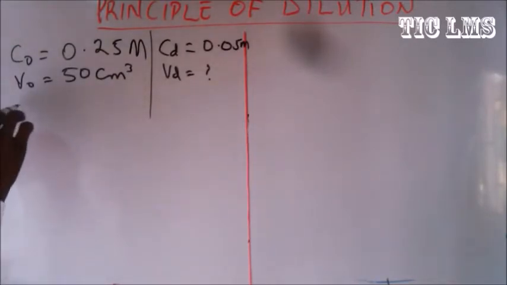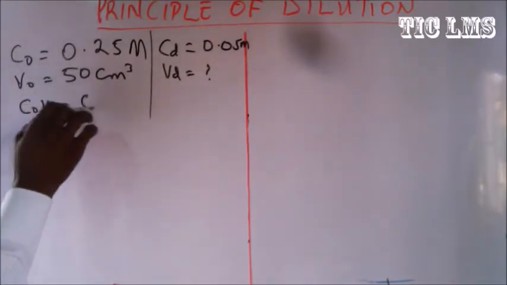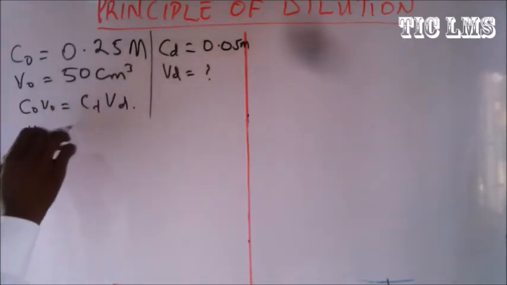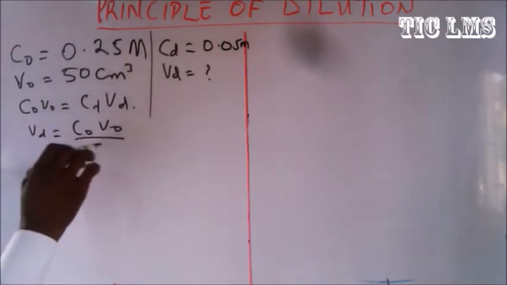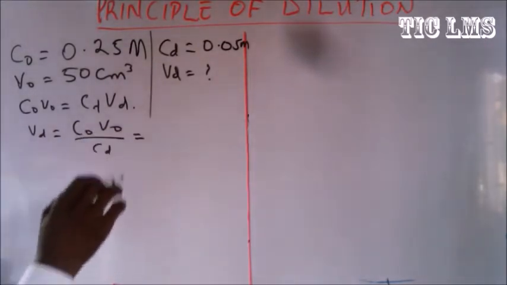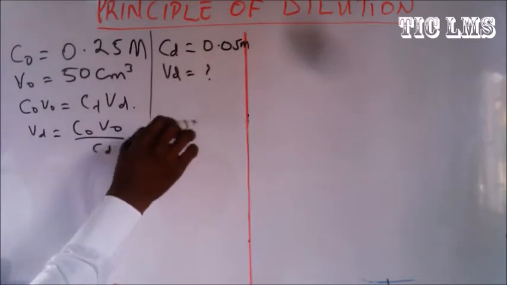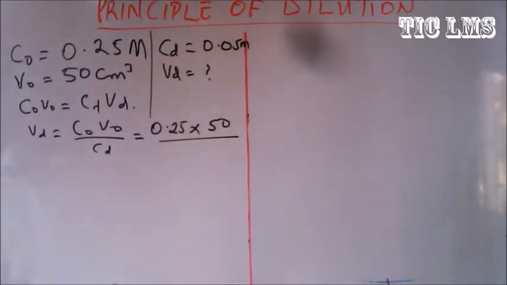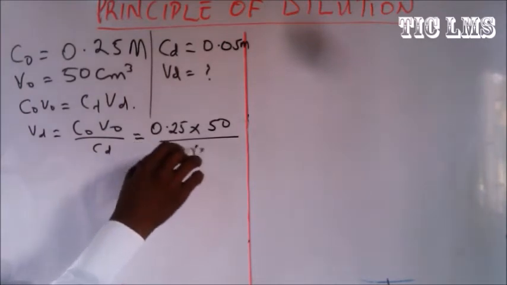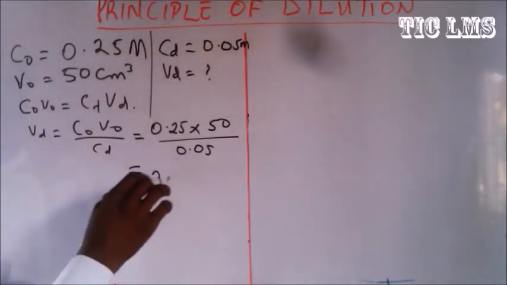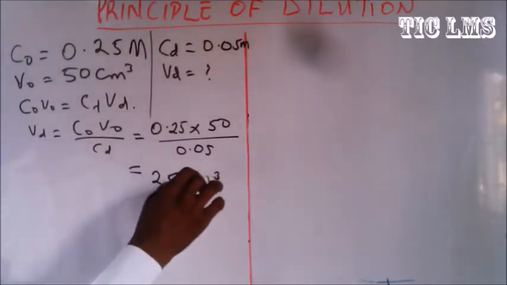And we have that COVO equals CDVD. We are looking for our VD. So that will be COVO over the diluted concentration. The original concentration is 0.25 and the original volume is 50, over the diluted concentration, which is 0.05. Now when we multiply this out, it gives 250 cm cubed.